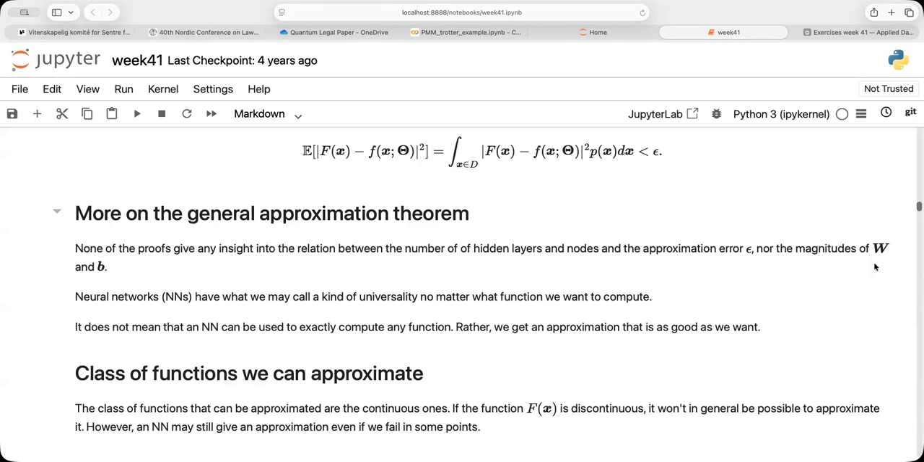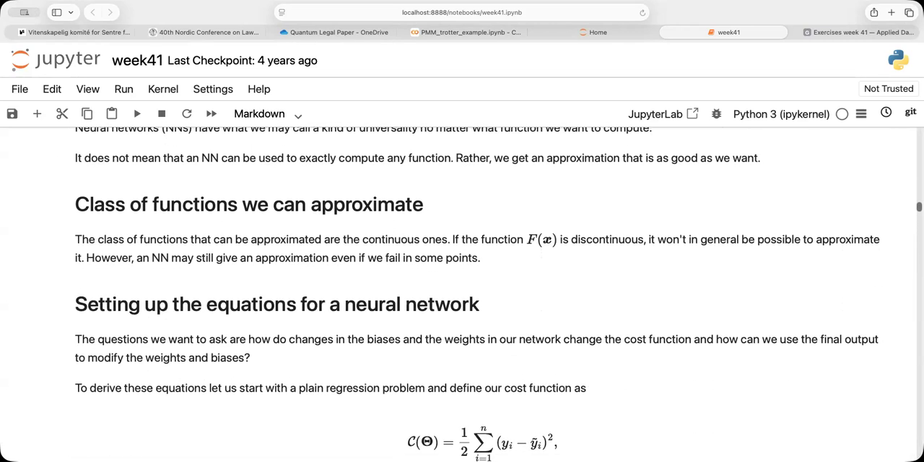Okay? And then one of the things which you would see is typically that the theorem is applied to continuous functions. If f of x is discontinuous, it won't in general be possible to approximate it. However, you can find an approximation even if it fails in certain points.